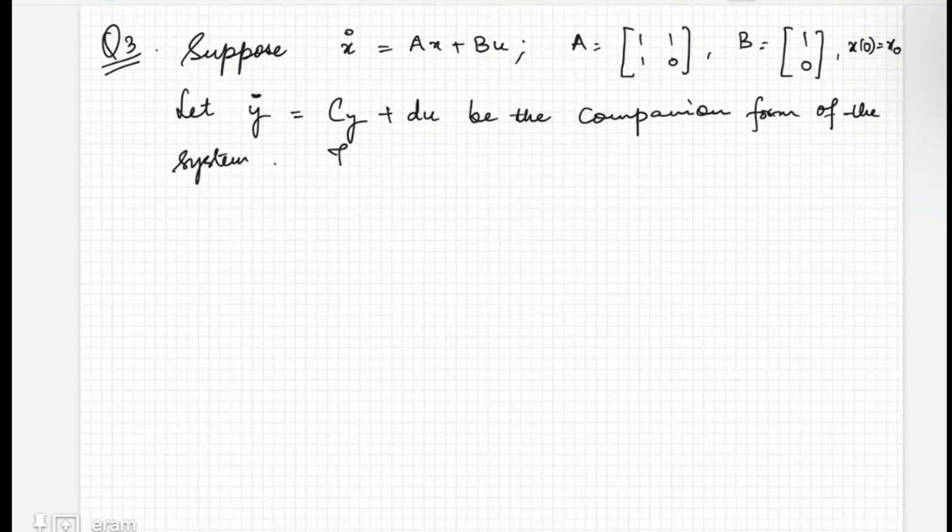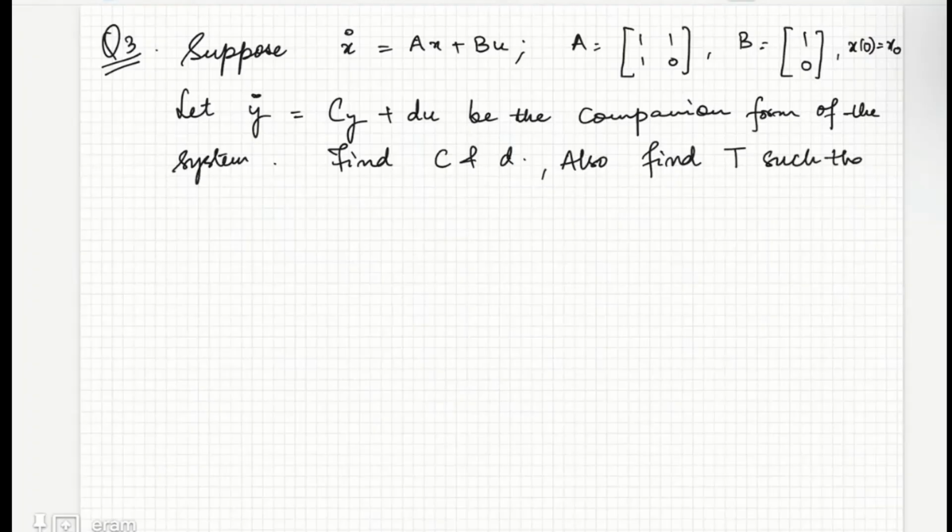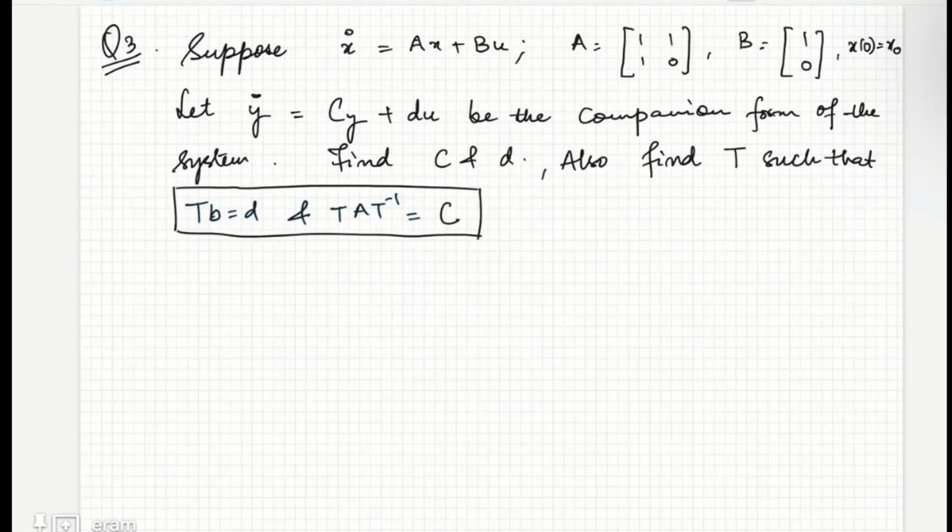Now the question is, find C and D, the companion matrices for this system, and also find that transformation, find T such that TB equals D and TAT inverse equals C. So we have to find the companion form, and we also have to find the transformation which leads us to that companion form.